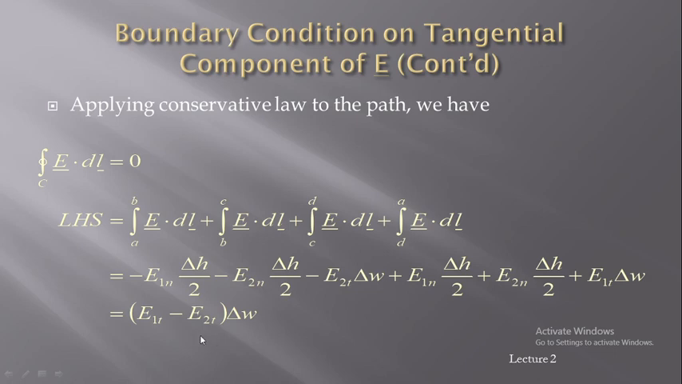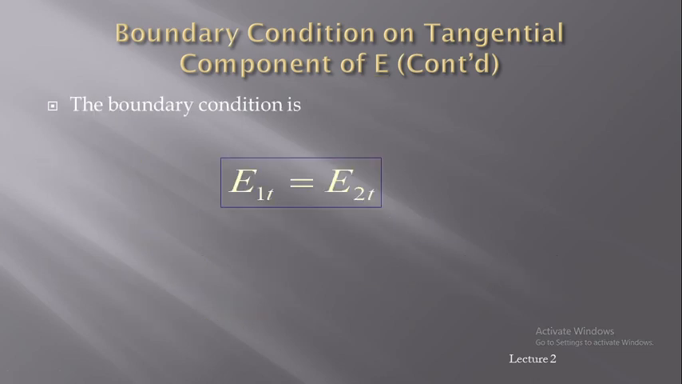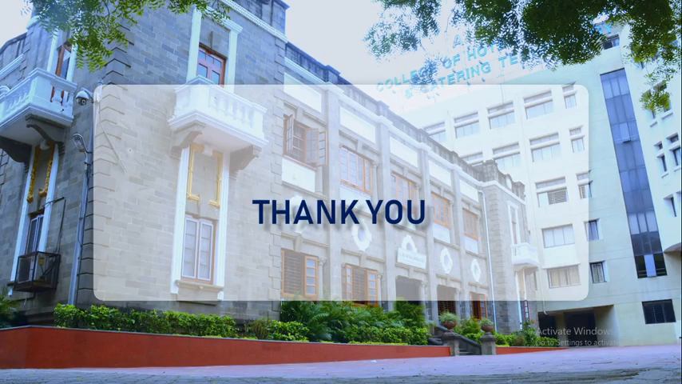Finally we get E1t minus E2t times delta W is equal to 0, because our RHS is 0. So we can write E1t equal to E2t. In short, the tangential components at the boundary are the same. So these are the electrostatic boundary conditions between two perfect dielectrics.